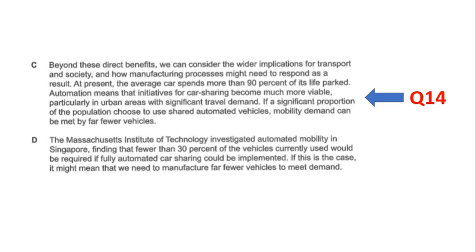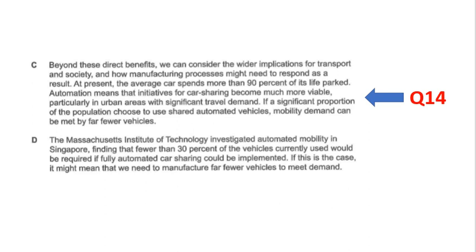The MIT, or the Massachusetts Institute of Technology, investigated automated mobility in Singapore. So what did MIT do? It investigated the automated mobility in which country? Singapore, finding that fewer than 30% of the vehicles currently used would be required if fully automated car sharing could be implemented. So they are talking about the statistics of how vehicles could be used, nothing related to what we are looking for. Let's continue.